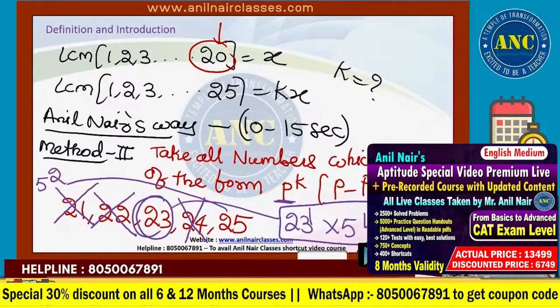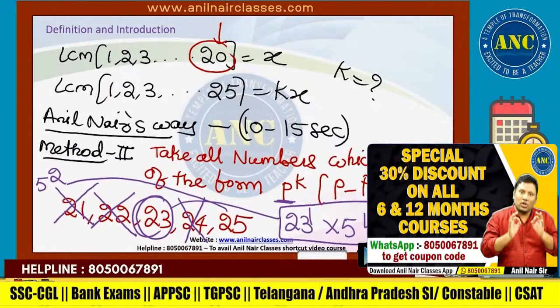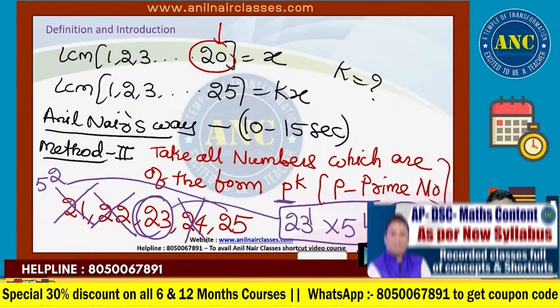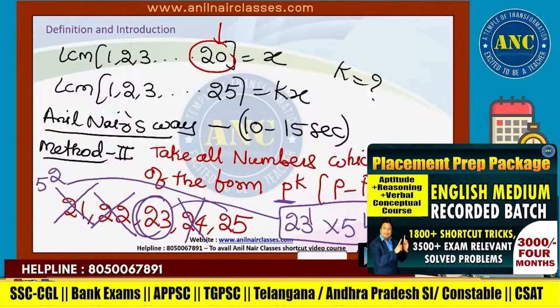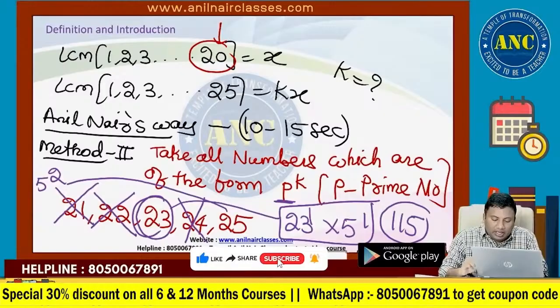21, 22, 23, 24, 25. First write all the numbers. Delete the numbers which are of the form p power a. 21 is 3 into 7. It should be a single power of a prime number. 22 is 2 into 11. 23 is 23 power 1.